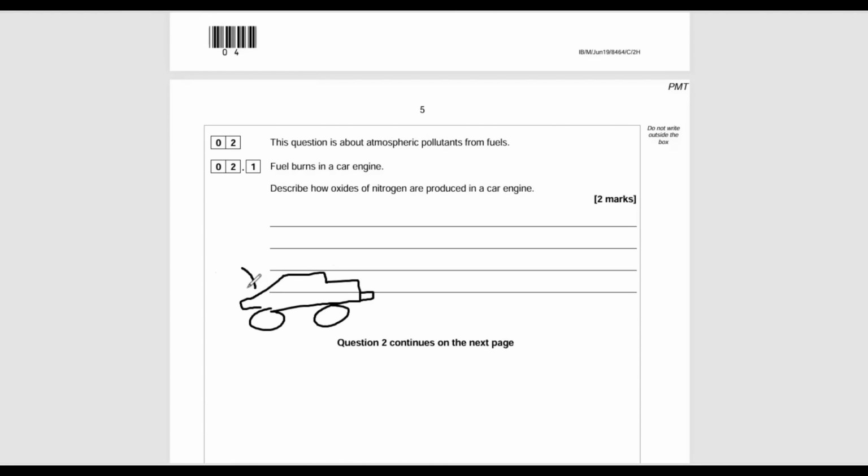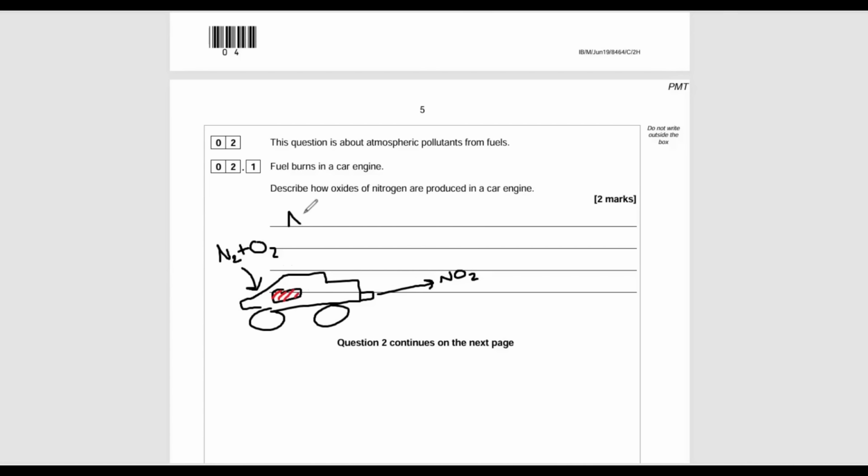Essentially, what happens is nitrogen and oxygen are found in the atmosphere. The atmosphere is about 78% nitrogen, 21% oxygen. In goes the nitrogen. Now the engine gets really, really red hot. Check out that engine. That looks heavy. The engine gets red hot, and the nitrogen and the oxygen react together to form nitrogen oxide, and the nitrogen oxide comes out the exhaust. And that is why it's an atmospheric pollutant.